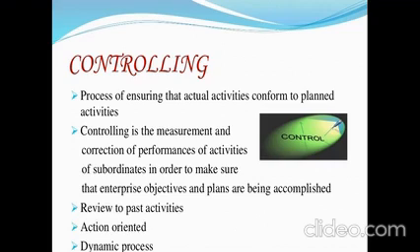Controlling means evaluating the performance of staff. It is the process of ensuring that actual activities conform to planned activities. Controlling is the measurement and correction of performance of activities of subordinates in order to make sure that enterprise objectives and plans are being accomplished. It includes review of past activities, and it is an action oriented and dynamic process. Controlling simply means evaluating the performance of our staff. The quality and quantity of the work done by the staff is evaluated and compared.